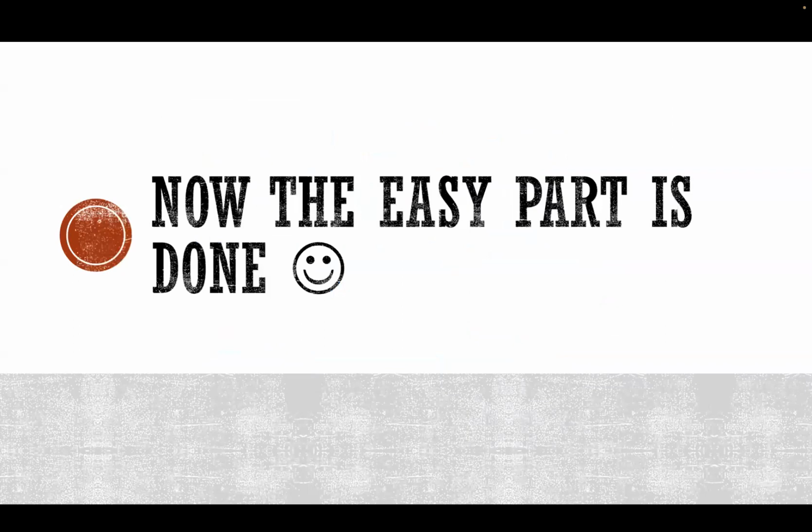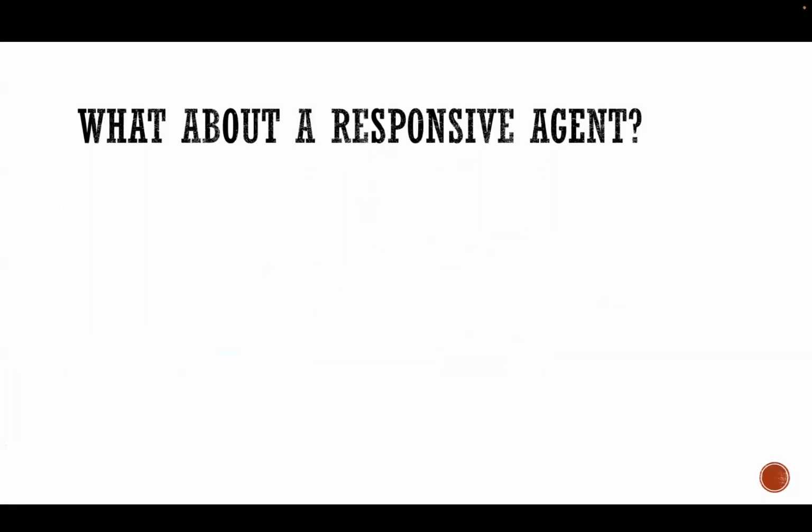Okay, now we've done the easy part. So what about a responsive agent? That agent was easy. It was just behaving in its own way, no matter what happened outside. But as you played the game, you probably had a very clear phenomenological experience that the other was reacting to you, and that you were reacting to the other. So we need to have that in our model.